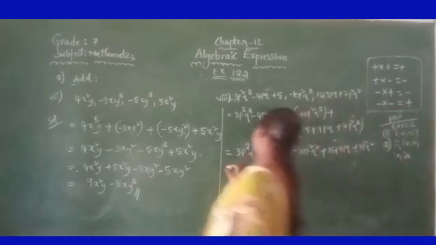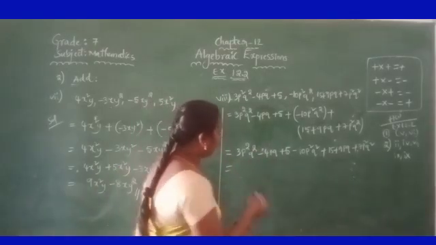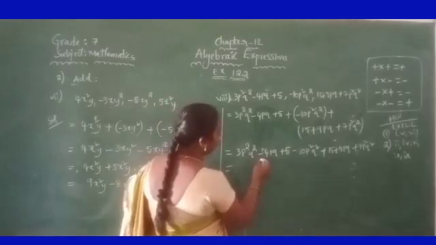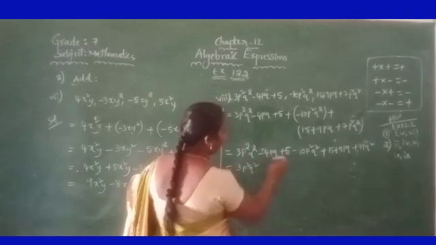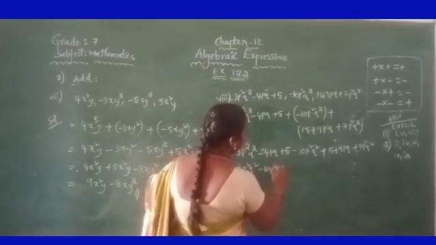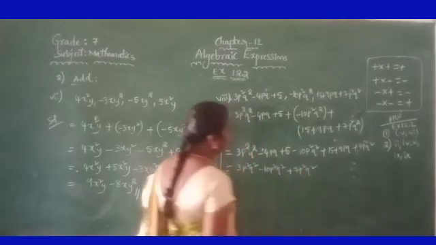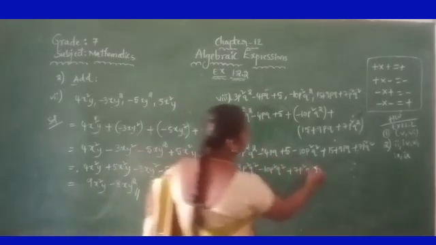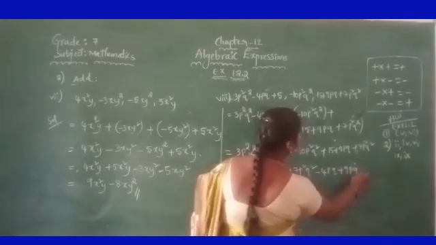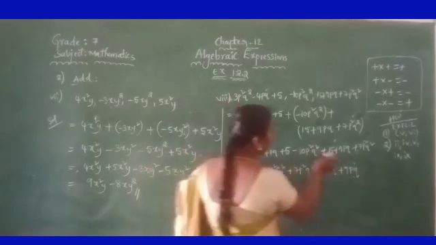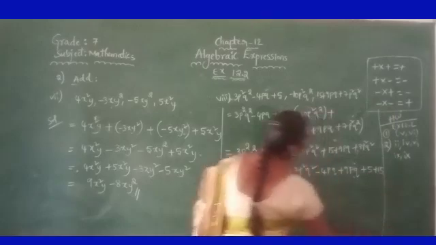Right. Now it's time to add the like terms. So here, on one side, write all the like terms: 3p²q² minus 10p²q² plus 7p²q². Next, are there any pq terms? Yes. Minus 4pq plus 9pq. Over next, plus 5 plus 15, plus 5 plus 15.